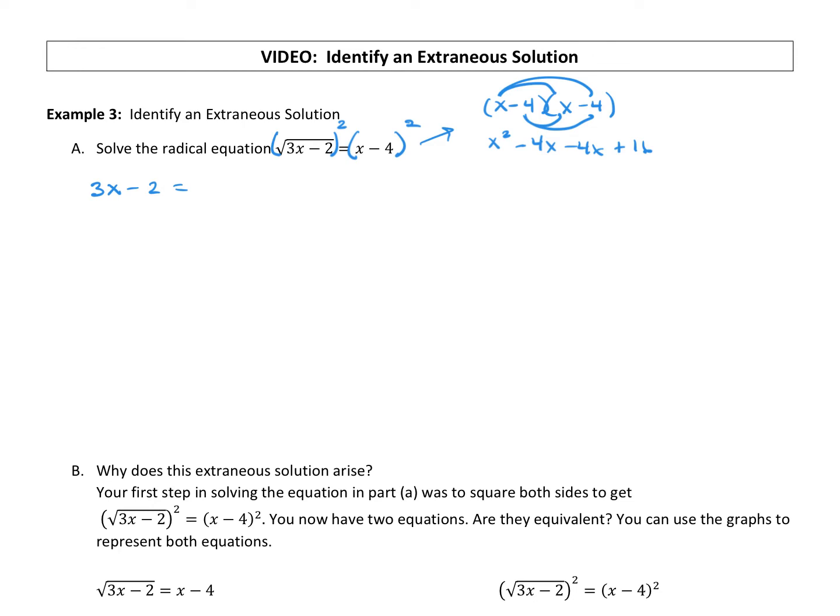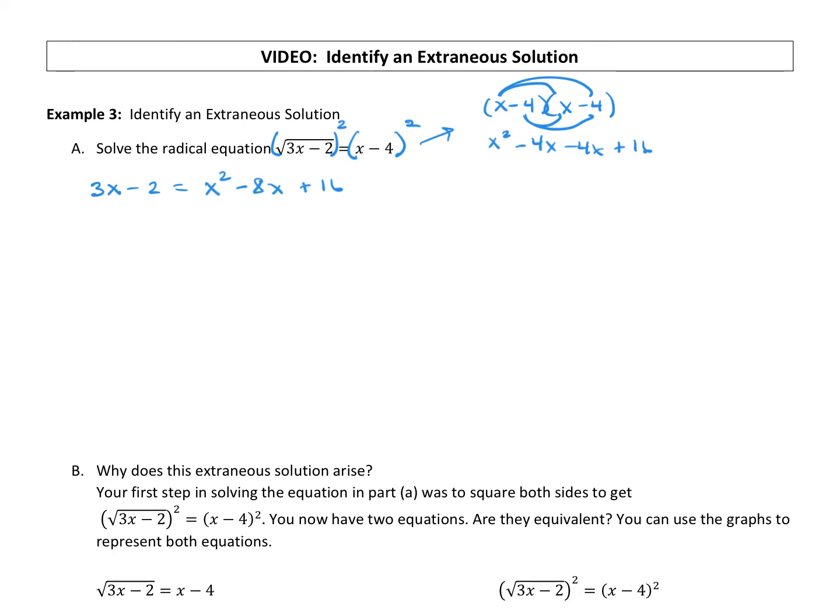So I'm going to write the answer over here. I will combine like terms as I rewrite it. So we have x squared minus 8x plus 16. Okay, so we have an x squared equation. When we have x squared equations, we have to change our solving method. We're going to try factoring first. If that doesn't work, then we're going to try the quadratic formula.